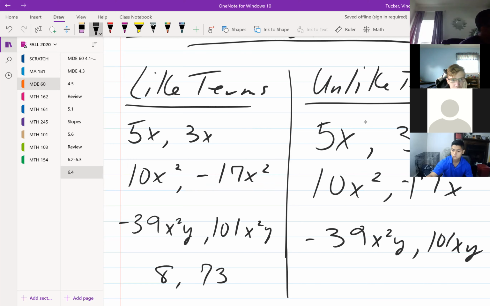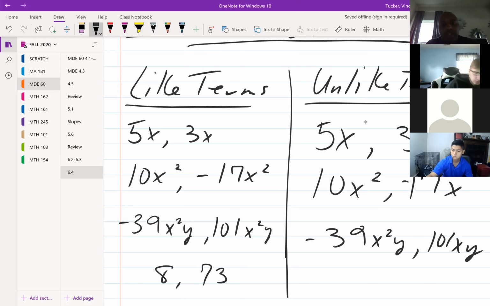All right, so like terms and unlike terms will dictate whether we can add or subtract our terms accordingly. If there are like terms, those are the terms that we can add and subtract. They have to have the same variables, same amount of variables, same exponent on your variables. And if they have that, then we can add them together or subtract them from each other.